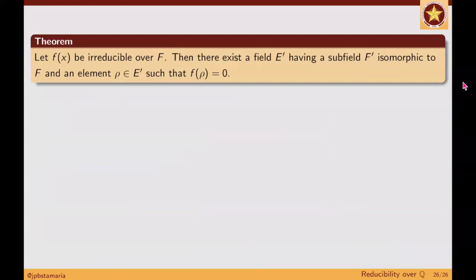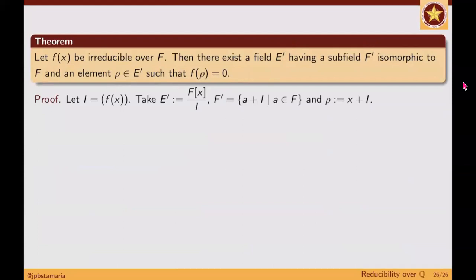Okay. Actually, ito yung main idea. Ito yung nagsasummarize ng lahat. Pag irreducible si f of x over F, makakahanap ka ng field na E prime containing a subfield F prime isomorphic to F and an element rho in E prime which is a root for f. Ang gagawin nyo lang, i-generate nyo ulit yung ideal na nag-generate ng f of x. Pagkatapos bubuin yung quotient ring na ito, which is going to be a field, yun yung tatawagin yung E prime.